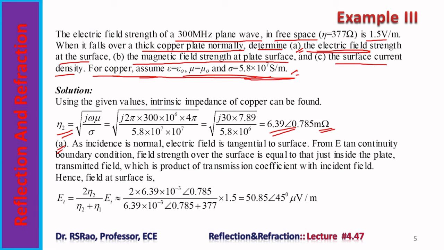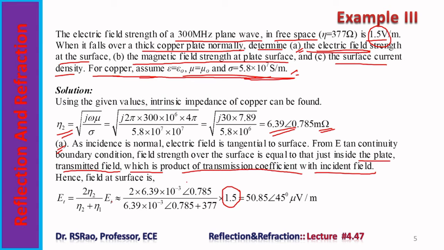Now let us move to find answer for part A. As incidence is normal, electric field is tangential to surface. From E tangential continuity boundary condition, field strength over the surface is equal to that just inside the plate. Transmitted field is a product of transmission quotient with incident field. Incident field is given as 1.5 volts. E_I is 1.5. Now, if you multiply this 1.5 with the transmission quotient, we know the field just inside the surface boundary in the conductor. E tangential is continuous, so outside field is same as inside field.